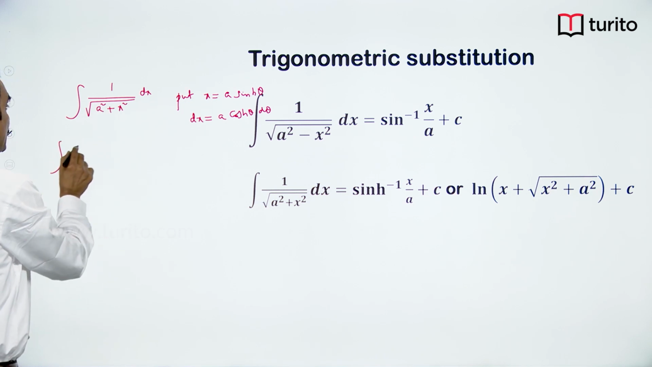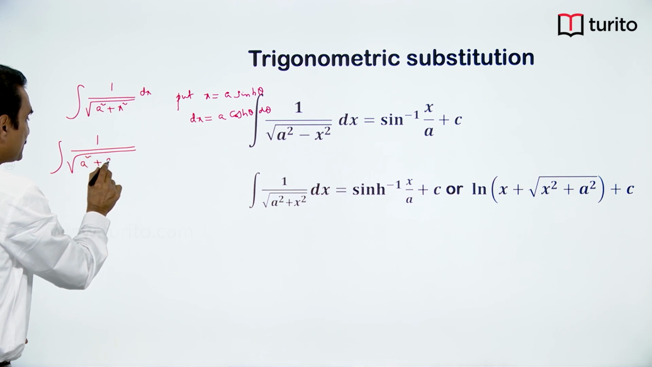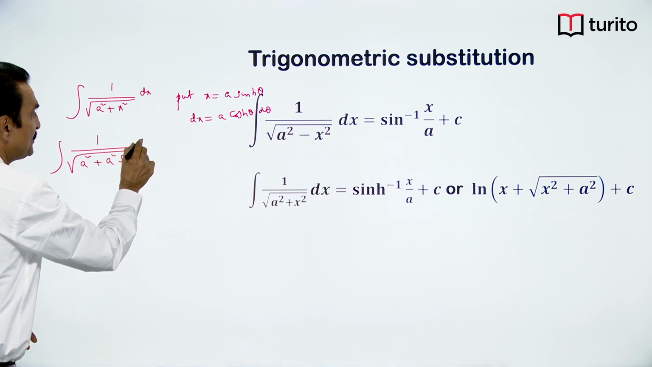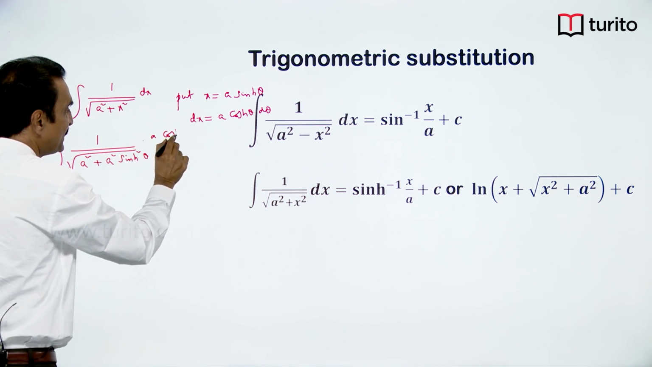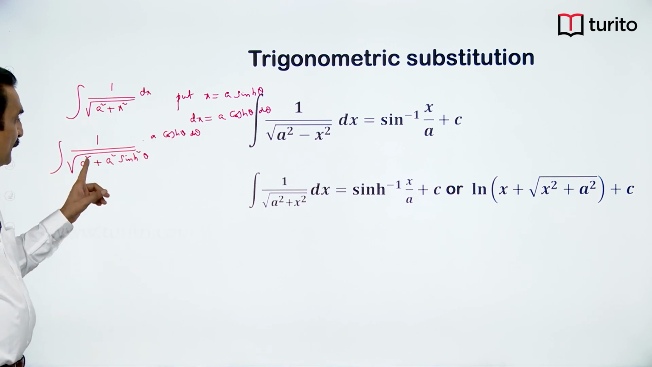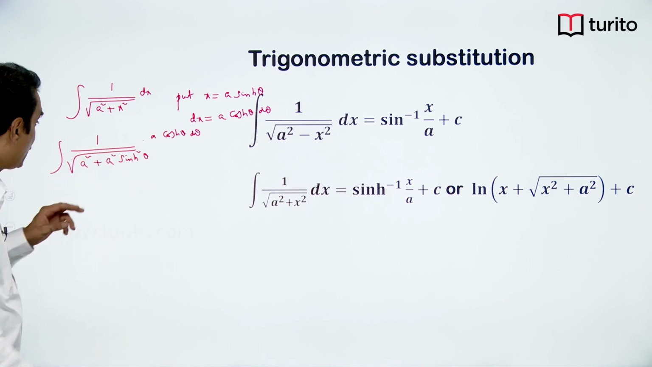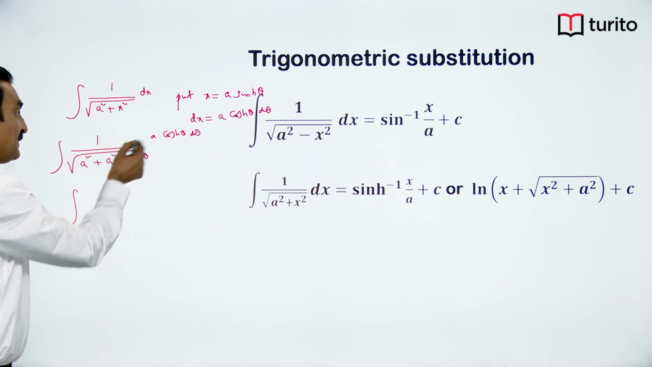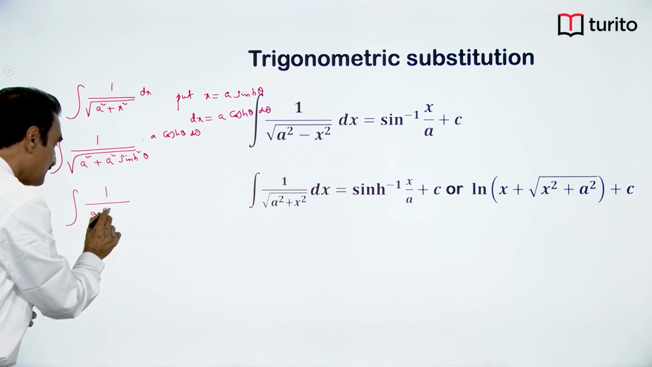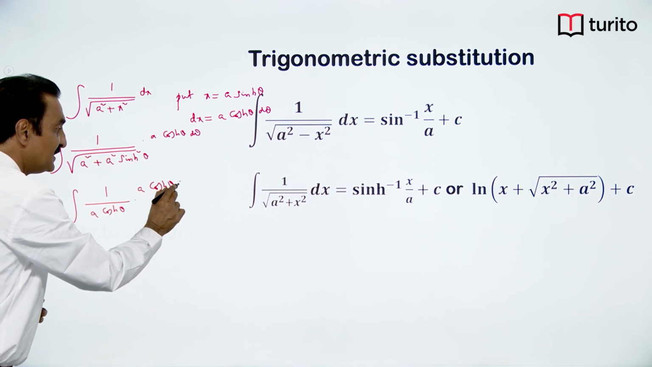So, a cos h theta d theta, then 1 by root over a square plus a square sin h square theta into a cos h theta. In hyperbolic functions, 1 plus sin h square theta is cos h square theta. Okay. Then this becomes a cos h theta. 1 by a cos h theta into a cos h theta d theta.